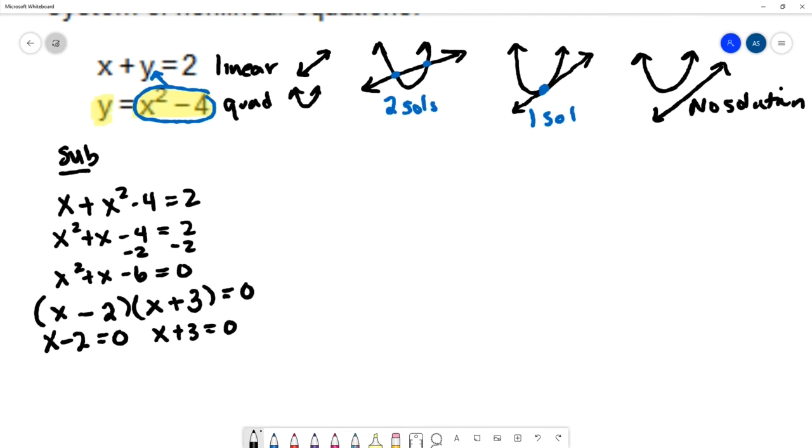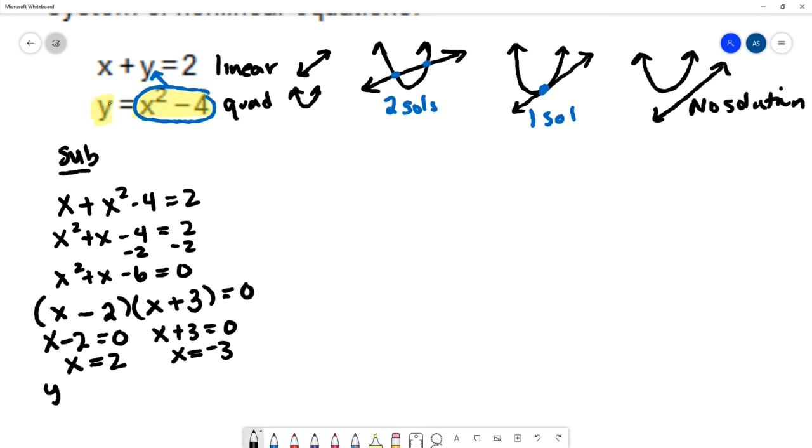x minus 2 equals 0. We'll solve to be x equals 2. x plus 3 equals 0. We'll solve to be x equals negative 3. Now, if you'll recall, my solutions are going to be these intersection points. These intersection points are ordered pairs, and they're going to have both an x and a y. So even though we have two numbers here, these are both x's. So we need to find the y. I'm going to take these x's and substitute them back into either one of these equations, and that will give you the y coordinate.